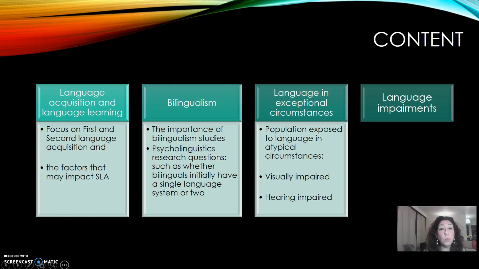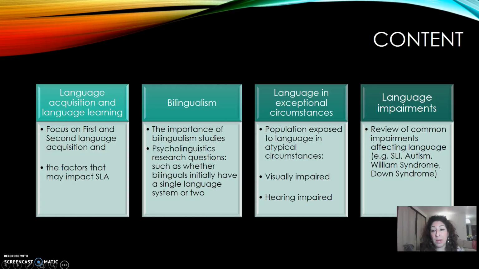And finally, we will review language impairments. So these common impairments affecting language such as a specific language impairment, autism, Williams syndrome, and Down syndrome.